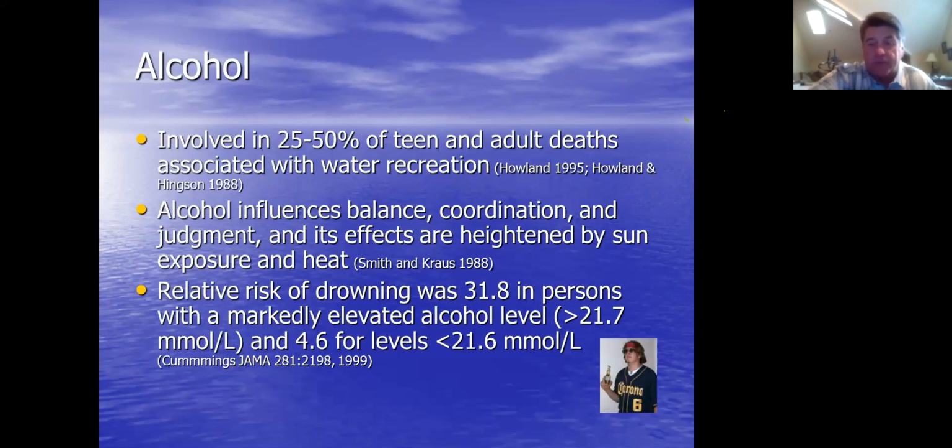The relative risk of drowning was 31.8 in all comers with a marked elevation in alcohol level. That is essentially from a 99 study in the Journal of the American Medical Association. And what it told us is that if you're going to suffer drowning, there's, as we noted, 25 to 50% in some studies. In our last study, we talked about 38%, and here 31%. So they're relatively high alcohol-related drowning deaths.